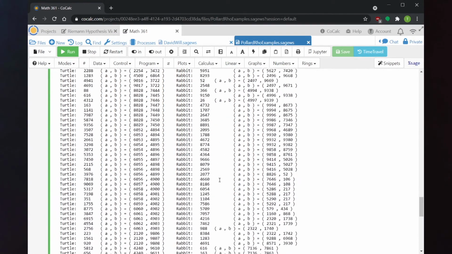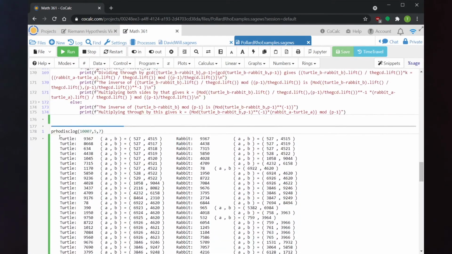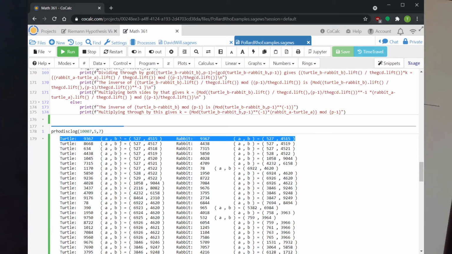And I just want to emphasize that the output here is showing you what the path looks like. Namely, the path consists of our y values. So that is my mod p number. So the turtle and rabbit are both starting out on the first step, which in this case is 9,367. And they've recorded how that particular number is written in terms of a and b. Namely, what this is saying is that 5 to the 527th times 7 to the 4,515th is in fact identically equal to 9,367.